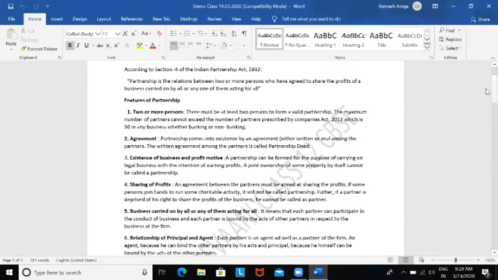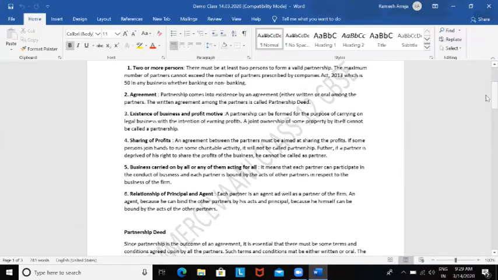Then comes sharing of profits. Obviously, an agreement between the partners must be aimed at sharing of profit. If some persons join hands to run some charitable activity, it will not be called a partnership. As I told you, a charitable trust will not be a partnership, because they are doing it for the purpose of charity and not for the purpose of earning profit.